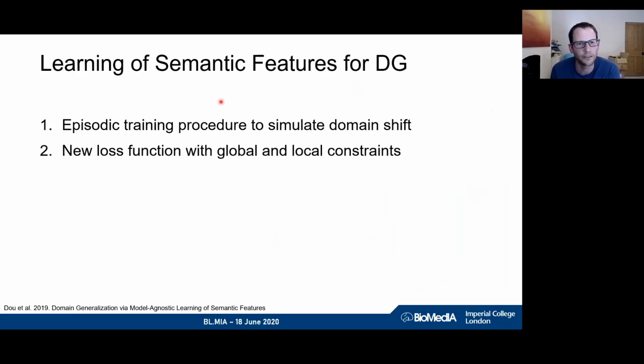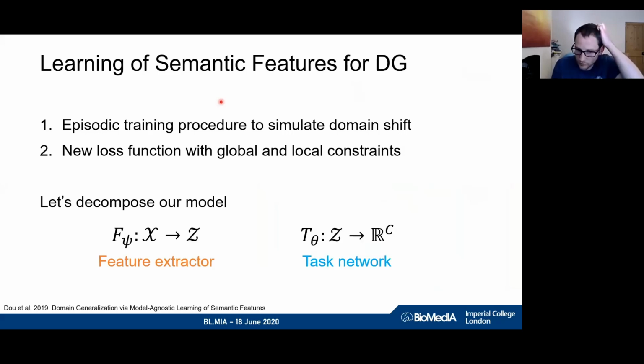So what we looked at, we called it learning of semantic features, but basically what it combines are several things. It's a so-called episodic training procedure, we'll talk about what that is, and a new loss function. So the first thing that we have to do in order to look at how this works is we take our model, a CNN that does classification, and we decompose it into what we call the feature extractor and the task network. So it's basically just your CNN. At some point you say, okay, up to here, that's my feature extractor, and then you have the last bit that does the classification, right? So their interface is this representation set.